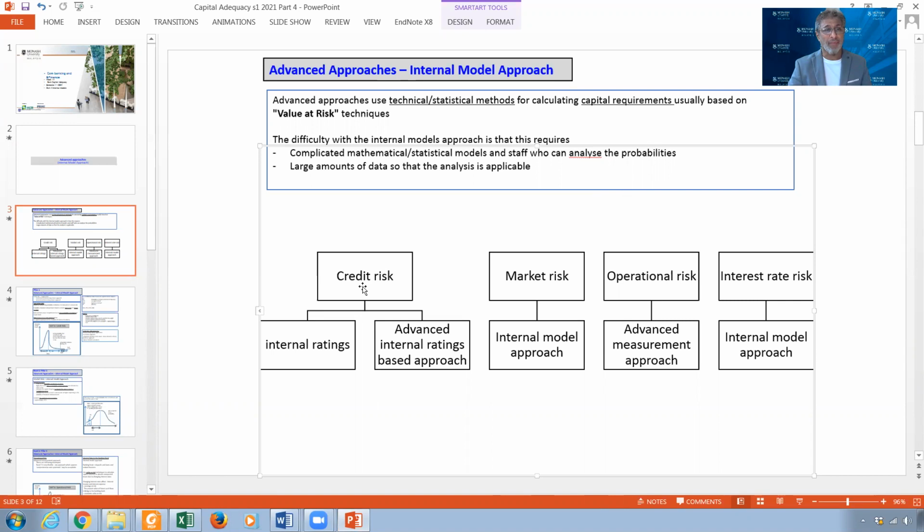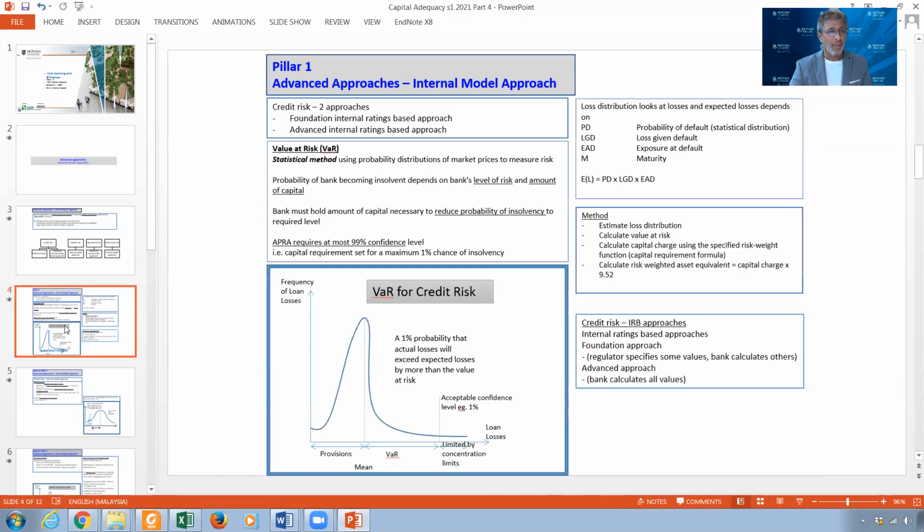So the internal model for credit risk has internal ratings. You can do internal ratings for credit risk, but the advanced approach is actually the statistical method. For market risk, you can use the internal model approach or the advanced measurement approach. Both of them are using some statistical methods. For operational risk, we use only the advanced measurement approach, which is statistical. For interest rate risk, we use the internal model approach. Now, just to come here, this is the advanced approach.